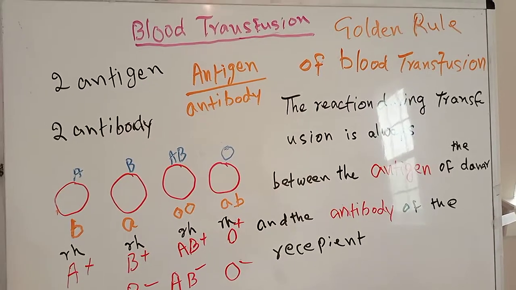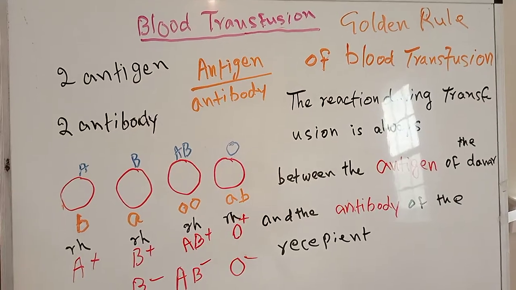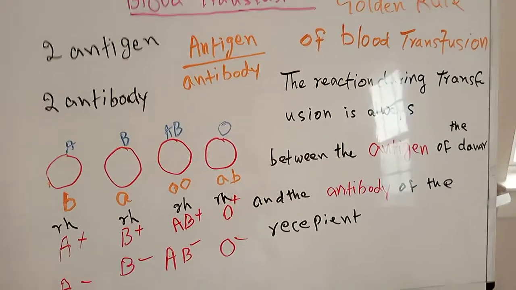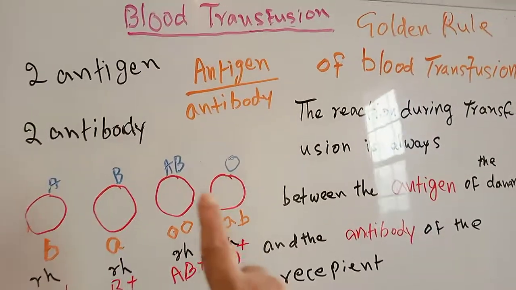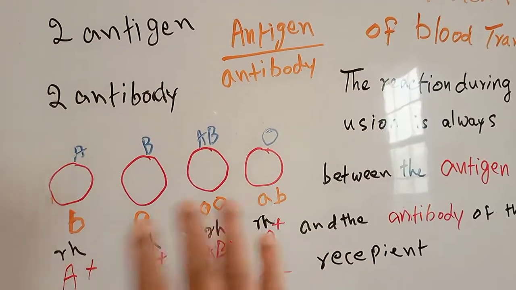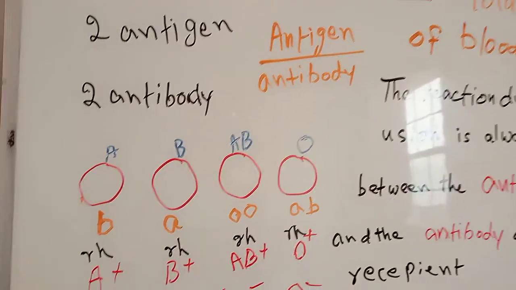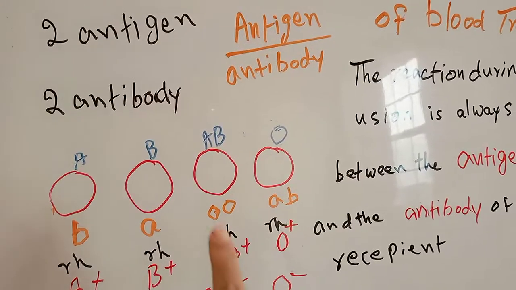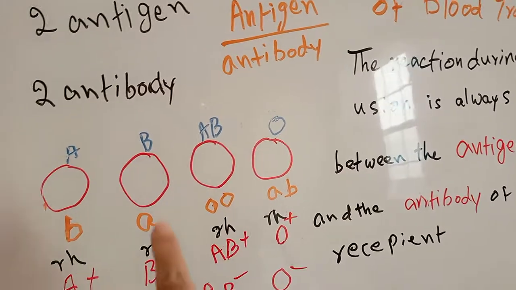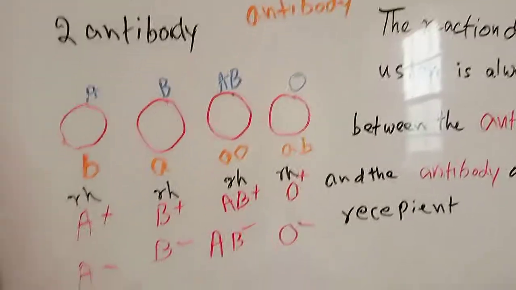First of all, we will know about the blood groups that we have. We have four types of blood groups: A, B, AB, and O. These are the four blood groups that we have. This is according to the antigen that is present on the surface of the red blood cell.